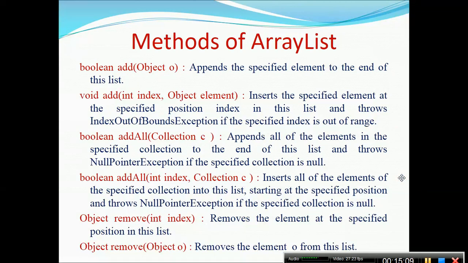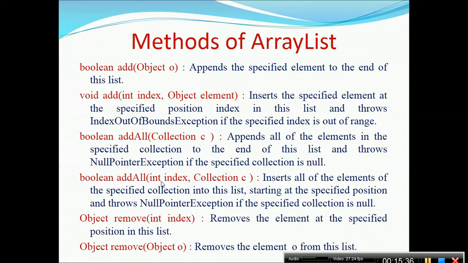Come to addAll. It appends all the elements in the specified collection to the end of the list, and throws a NullPointerException if the specified collection is null. The other addAll inserts all the elements of the specified collection into the list starting at a specified index. If you pass an index here, you can insert from that given index. It will throw a NullPointerException if the specified collection is null.